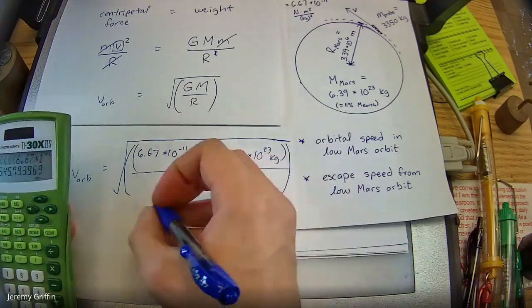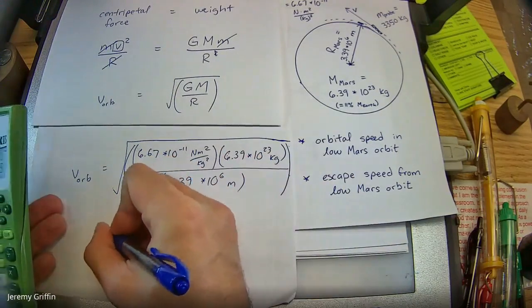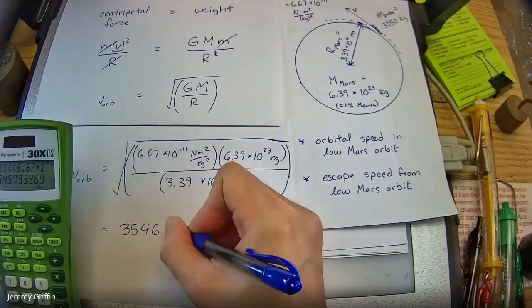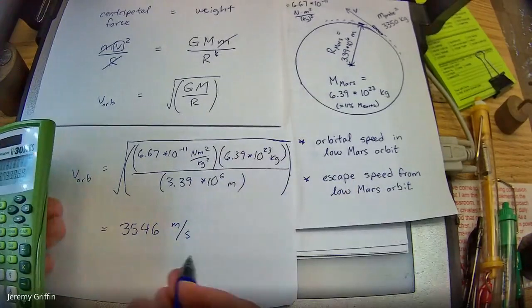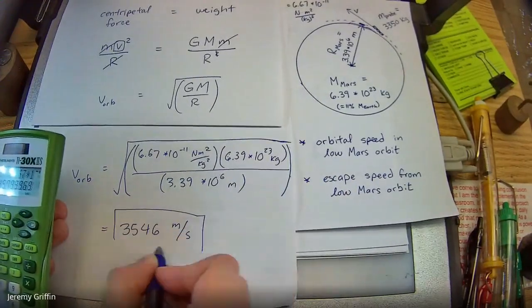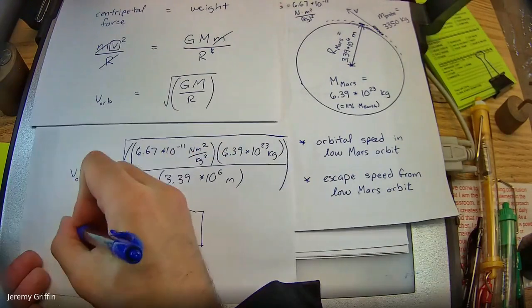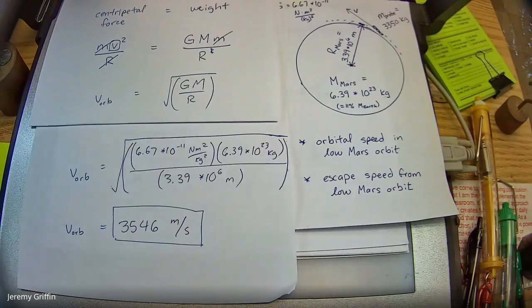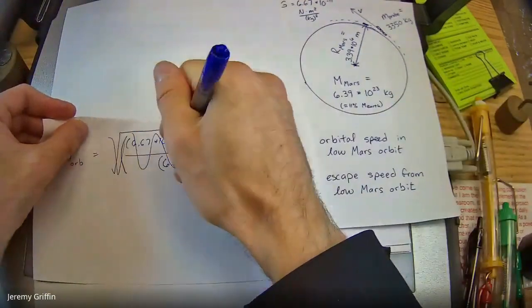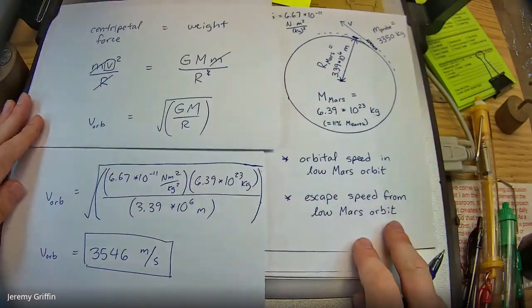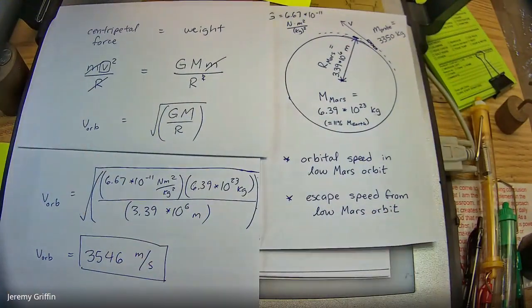So we're getting what Jared said we should get, which is about 3,546 meters per second. If I had 3 sig figs, maybe I could say 3550 or so. There you go. That is the orbital speed, V orbital speed. Good so far? Yeah, Joshua?